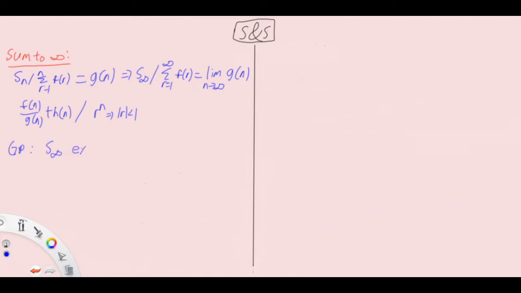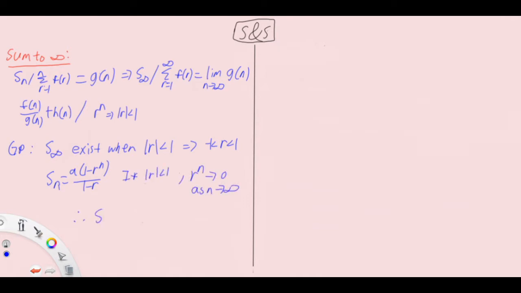So if you look at our GP, S to infinity would exist when mod r is less than 1, or r between minus 1 and 1, with the idea that if you look at our formula for Sn, it has 1 minus r power n. If mod r is less than 1, r power n approaches 0 as n approaches infinity, therefore our sum to infinity is simply a over 1 minus r.